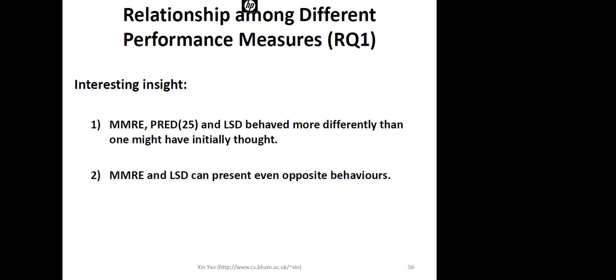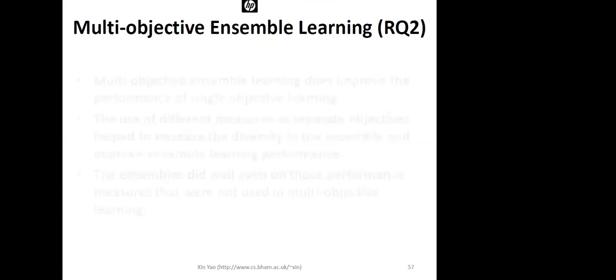That's a very interesting discovery in this part. The second research question is, okay, that's what we discovered, there seem to be some clashes or contradictions among different measures. And then we have this naive idea that I'm using multiple measures in the multi-objective learning framework. And then I hope I can come up with a model which is more robust against different measures. Can we actually do that?